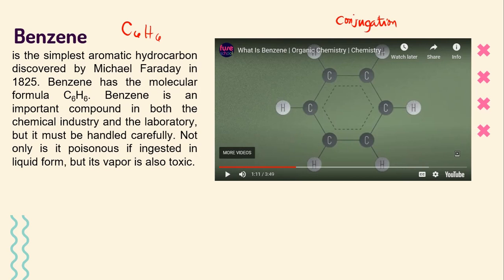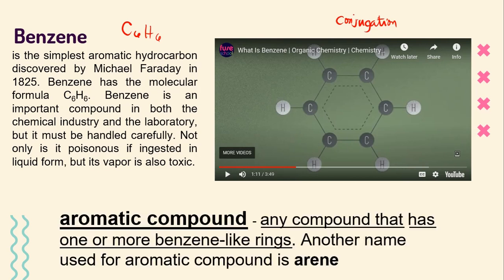So when we say aromatic hydrocarbons, or aromatic compounds, it's any compound that has one or more benzene-like rings. Another name used for an aromatic compound is arene. Within that ring is this conjugation of electrons. So for example, we have our benzene ring. Let's draw a benzene ring like this.